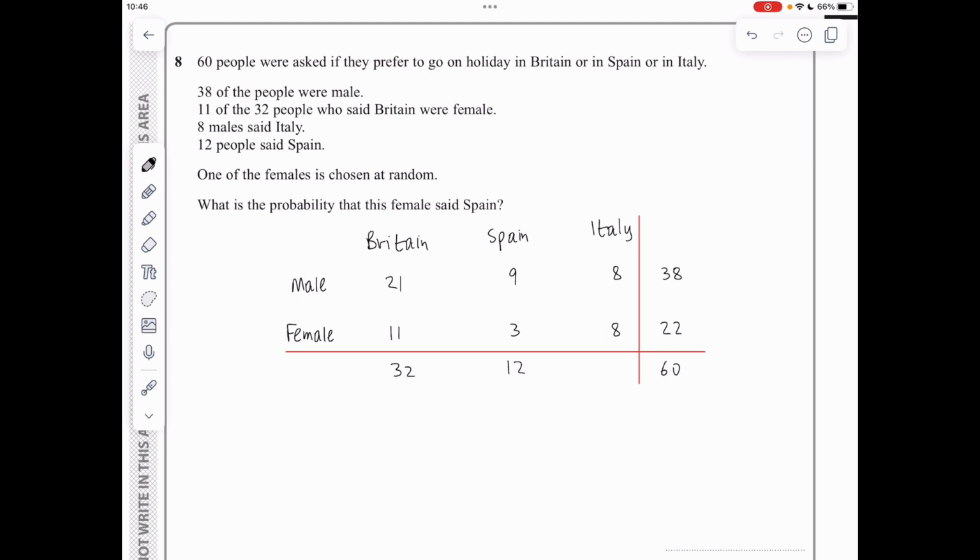And we are told that we're choosing one of the females at random. This means I will only concentrate on the row for females. We've got 22 females in total. We're being asked for the probability that this female said Spain. We've got 3 females that said Spain out of a total of 22. So the answer here is 3 out of 22.